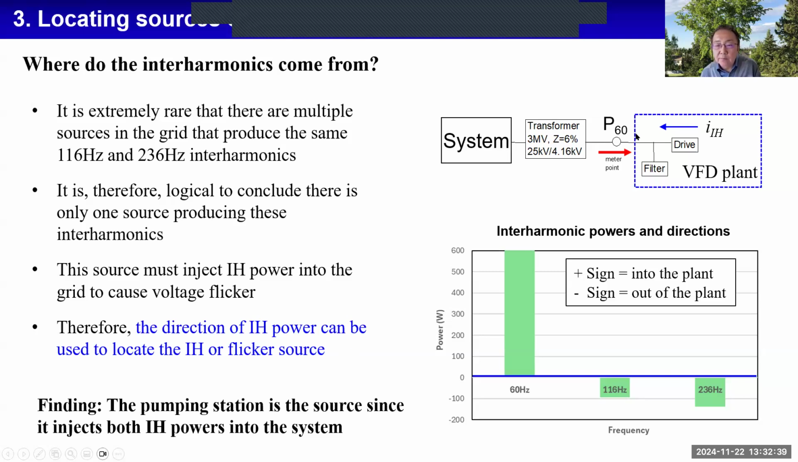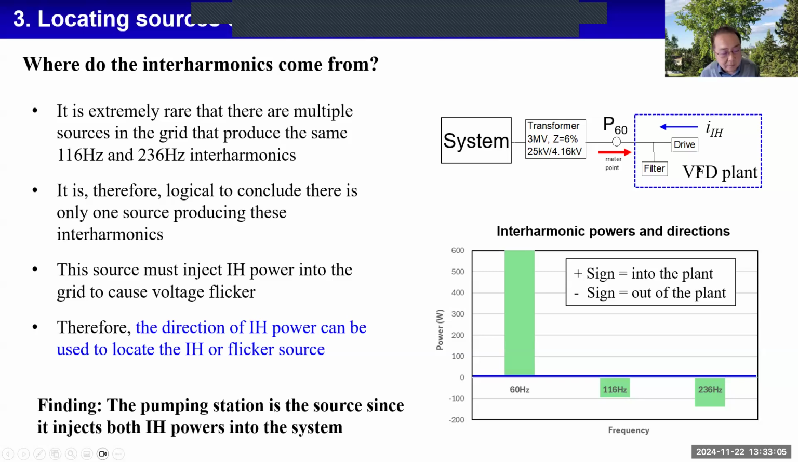This is what we did. The monitor is at the interface point. This is the plant, the pumping station plant. We monitor at that point. Then we computed the 60 Hertz power, which is positive, meaning it goes to the plant. We computed the interharmonic power, which is negative. Clearly, this shows the plant is the source of interharmonics.